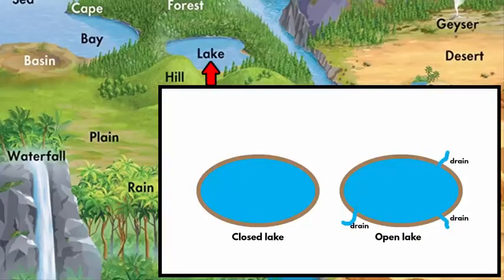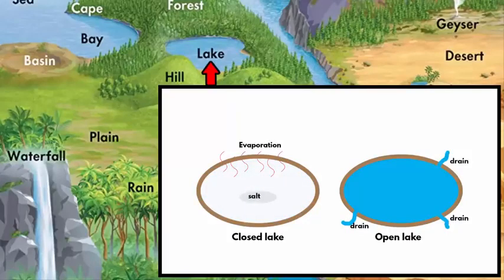All lakes are either open or closed. If water leaves the lake by a river or other outlet, it is said to be open. All freshwater lakes are open. If water only leaves a lake by evaporation, the lake is closed. Closed lakes usually become saline or salty. This is because as the water evaporates, it leaves behind solids, mostly salts.